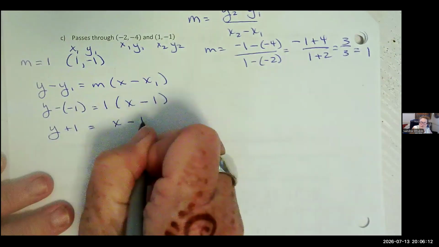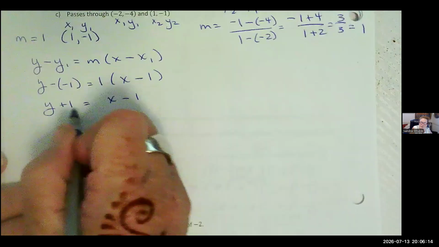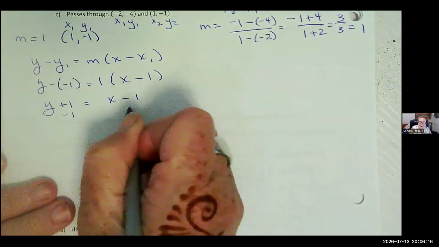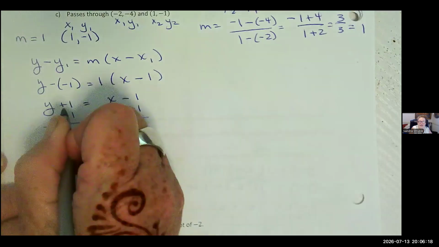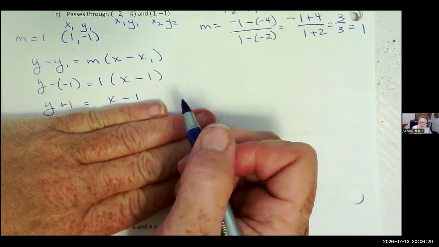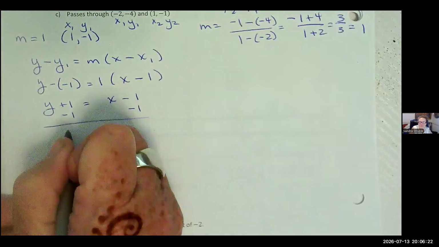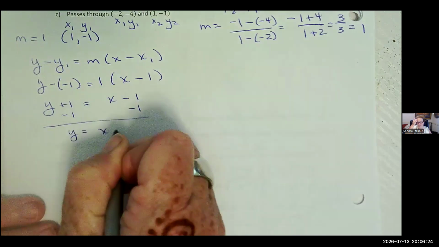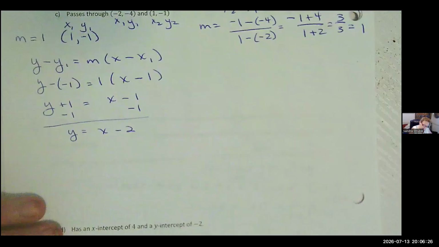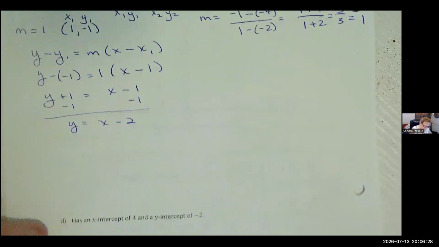And then solving, we subtract 1 from both sides. Be careful, people look at this and they're like, oh, it's just 0. No, it's not. y equals x minus 2. Okay. That's the point-slope version, and we got it into the slope-intercept form.